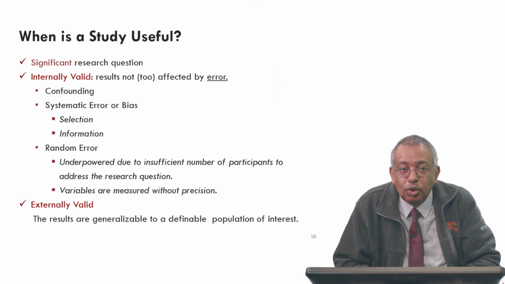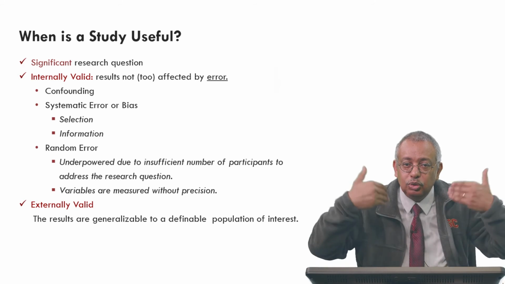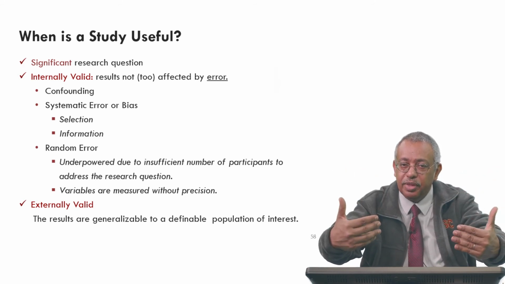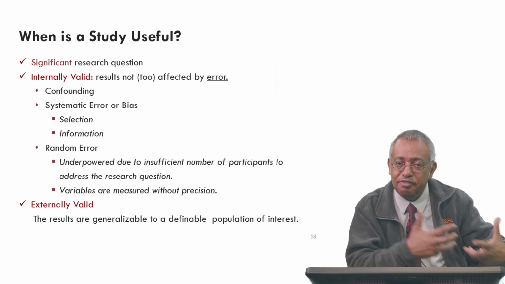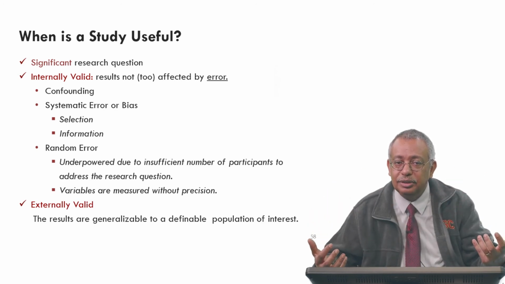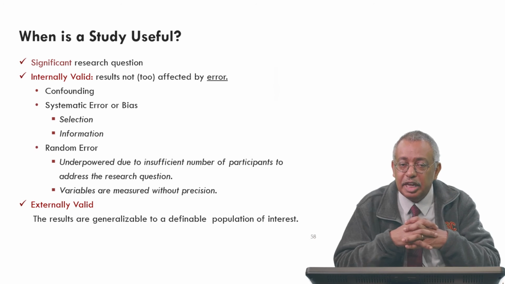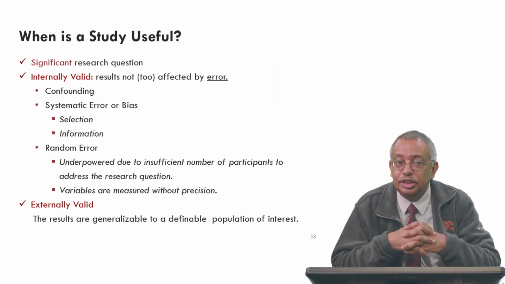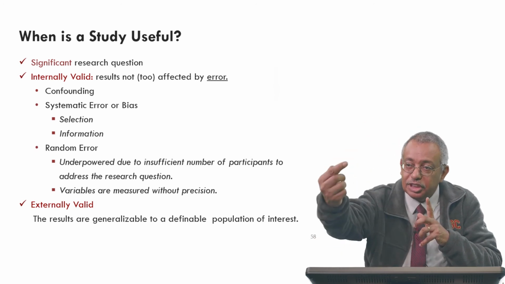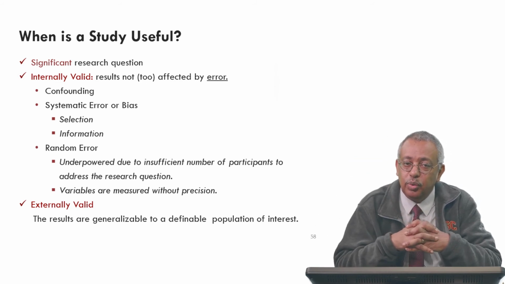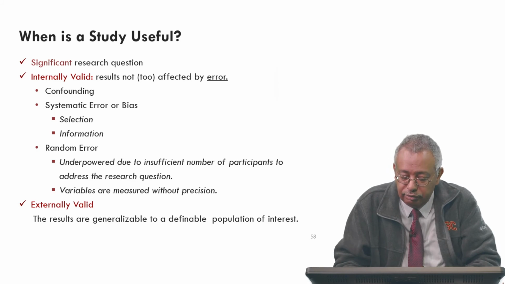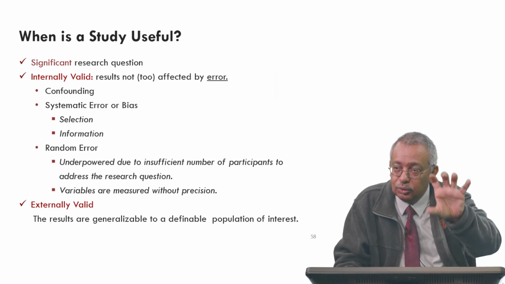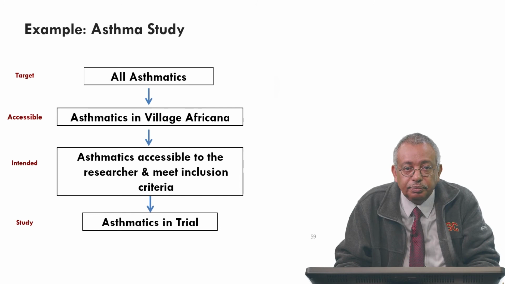There is also this issue of external validity. So the results that we get should be generalizable to a definable population of interest. If you're trying to make a decision about asthma development and how air pollution affects asthma in the US population, then the study population that you have under consideration should be representative of the target population that you're going after. Remember, I'm taking you back to where we started at the beginning of this lecture, in terms of the target, the source, and then the study population.